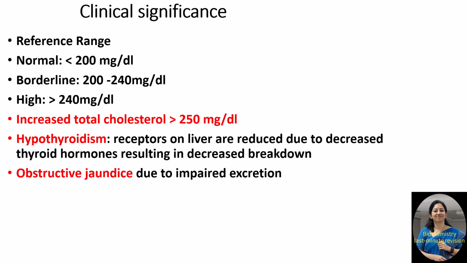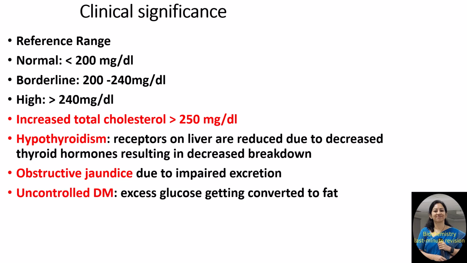Obstructive jaundice, again what happens: there is obstruction to the common bile duct, because of stone or stricture or carcinoma. So what happens, the cholesterol is not excreted into the intestine, so the serum cholesterol increases.